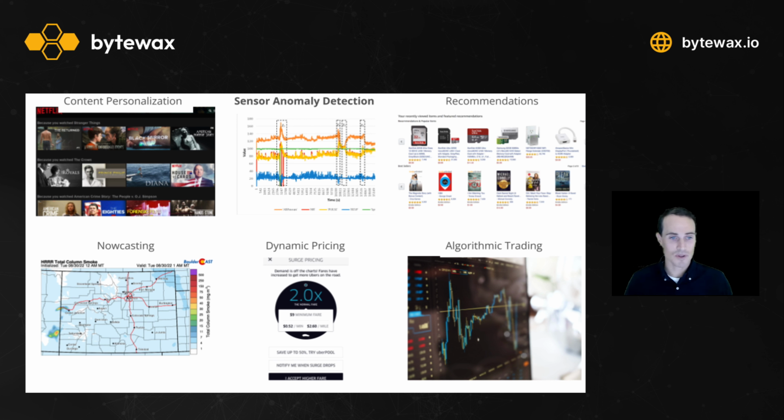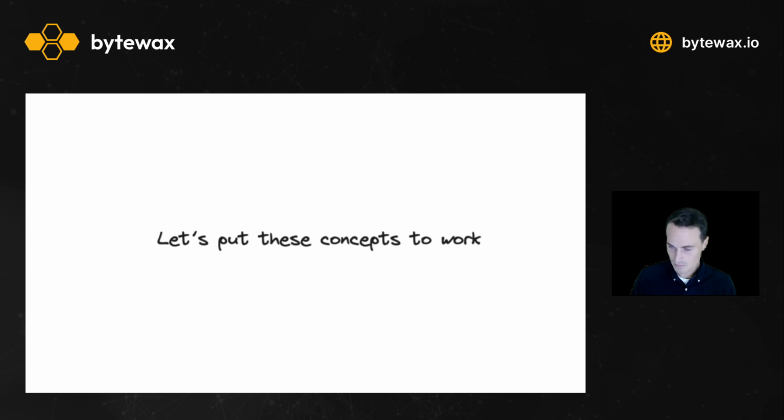So the example that I haven't mentioned yet that we're going to work with today is anomaly detection. And anomaly detection is a very common application of online machine learning, and it can be modified for a variety of use cases. So let's put some of these components to work.